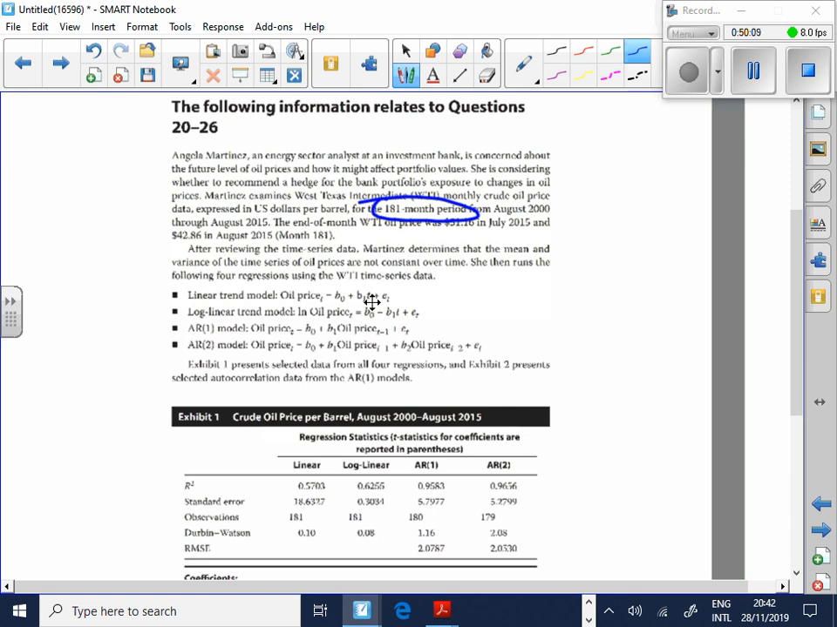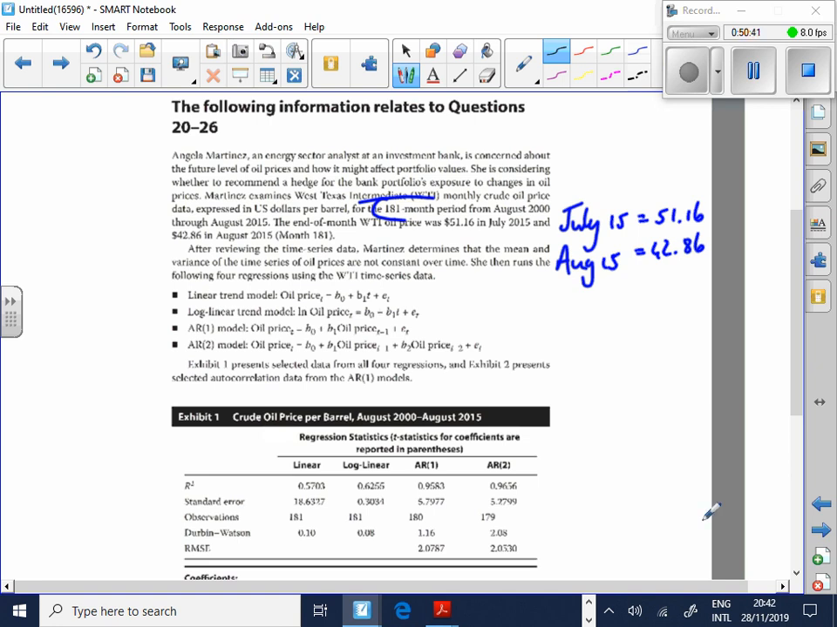The end of month WTI price was $51.16 in July. So let's just go over here, guys. There's July 15. You happy with that? And the price was $51.16. And for August 15, the price was $42.86. You guys comfortable? Okay.